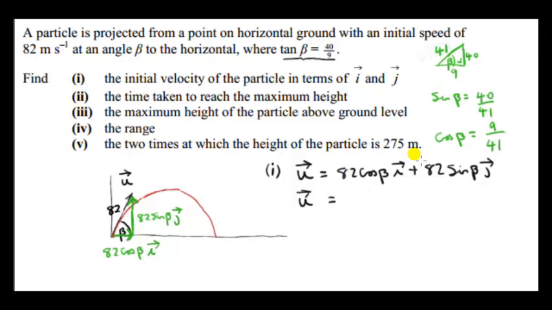So we multiply 82 by 9/41, that's 2 times 9, which is 18, and we have 82 by 40/41, that's 2 times 40, which is 80.